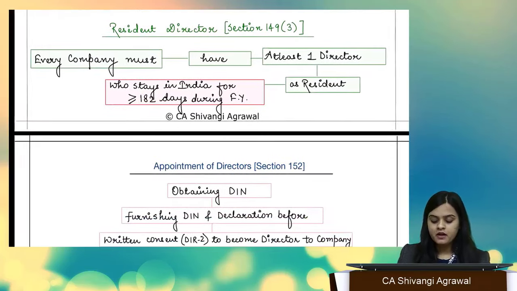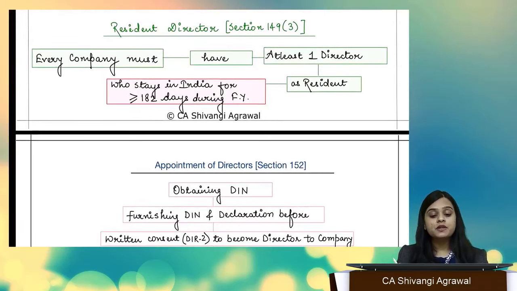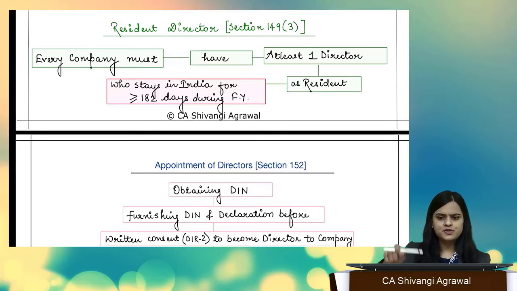Now, section 149(3), resident director. This is for all types of companies. Even if you are a private company, a public company, or a one-person company, you need at least a resident director. Who is a resident director? Someone who stays in India. For how long? For more than or equal to 182 days in the previous financial year. More than or equal to, that means if a person stays for even 182 days, he will be called a resident.